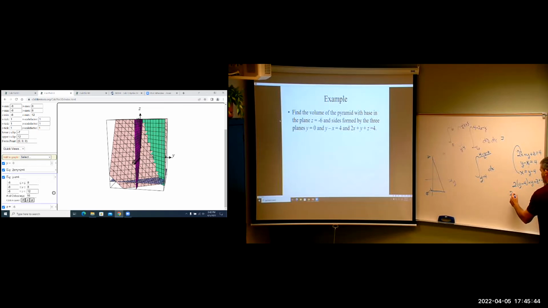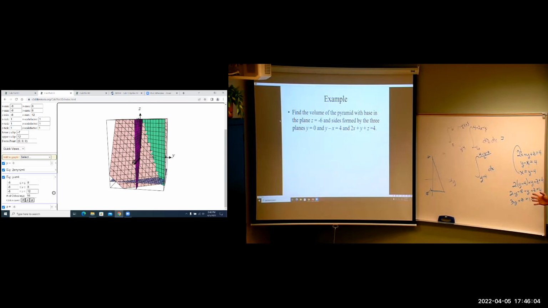So what do we have? 2y minus 8 plus y plus z equals 4. So we got 2y and y, that's 3y. So 3y plus z equals 12 is the equation of that line.